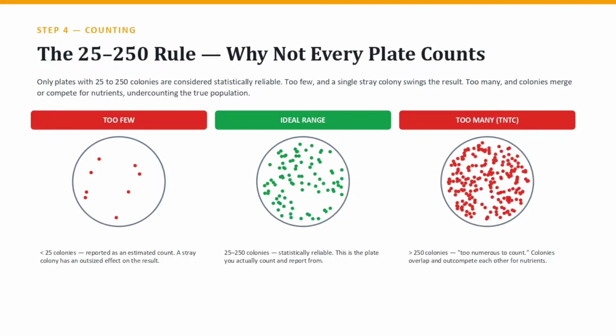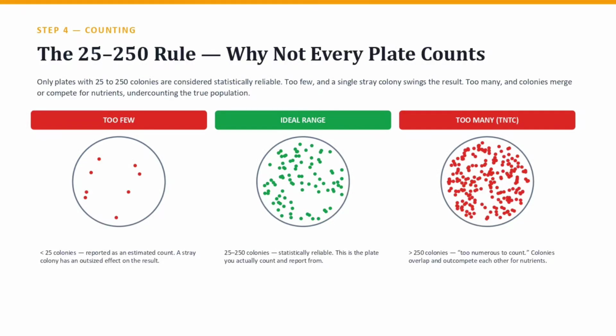Look at the 3 plates on this slide. Fewer than 25 colonies. This gets reported as an estimated count, because a single stray colony has an outsized effect on the result when the total number is that low. The ideal range, 25 to 250 colonies. This is statistically reliable, and it is the plate you actually count and report from.